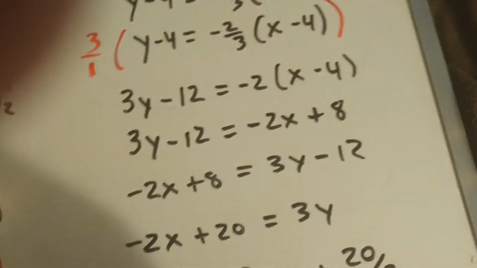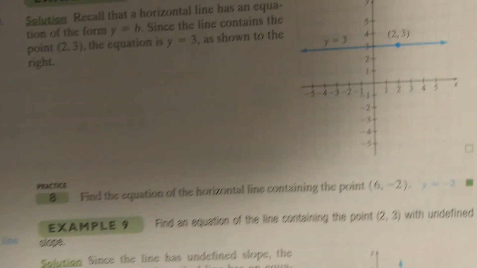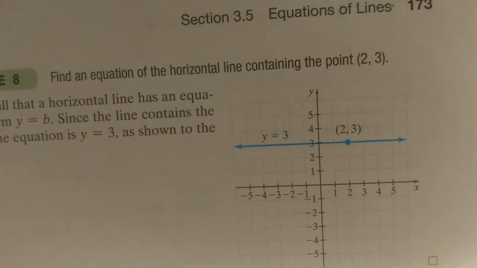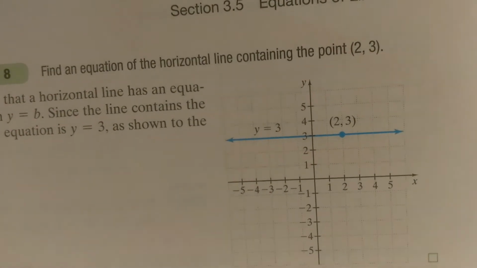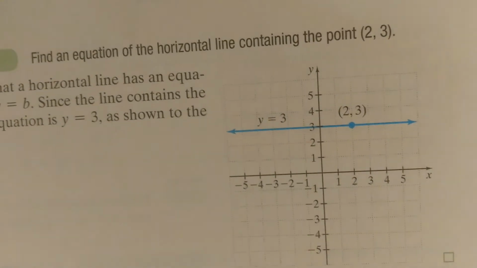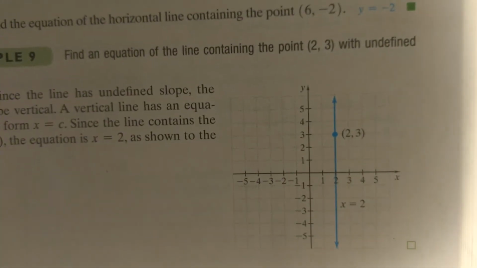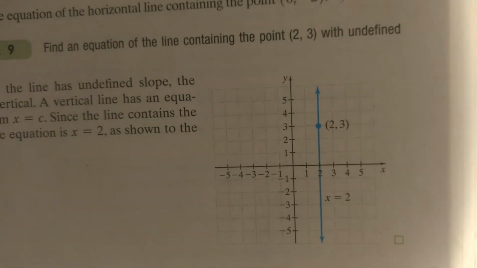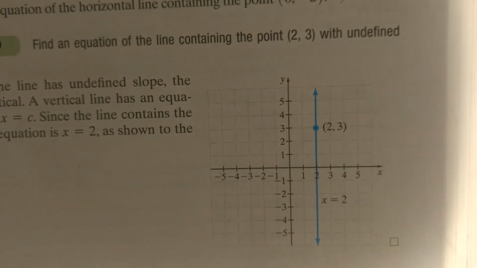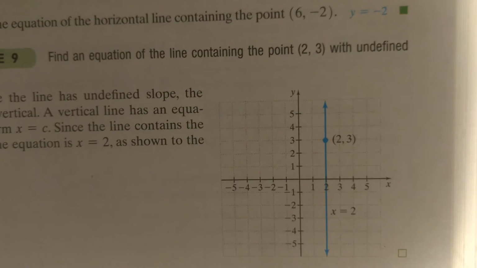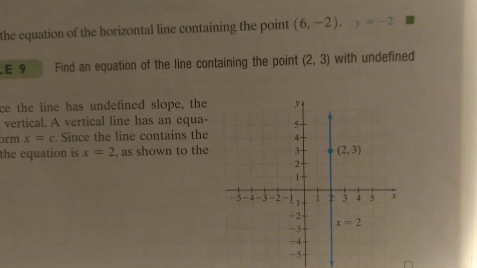There's that connection between the fact that if you have a zero slope or a horizontal line, it's always y equals the number in the ordered pair, because all the ordered pairs are going to have the same y. Here, if you have an undefined slope or a vertical line, it's x equals whatever number is in the x of the ordered pairs, because all the ordered pairs are going to have the same x.